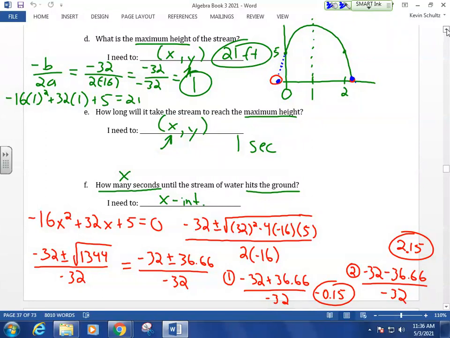Okay? So the other thing you have to remember with dealing with these things in context is that the answer has to make sense. It's not just plug it in, calculate it, and this is my answer. It's x equals this. Does my answer make sense? Well, of course it does.